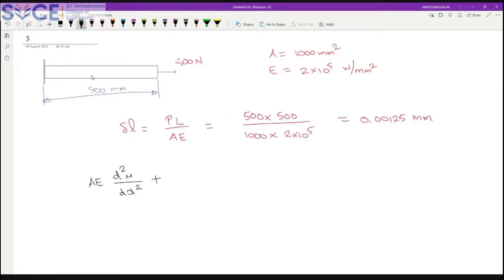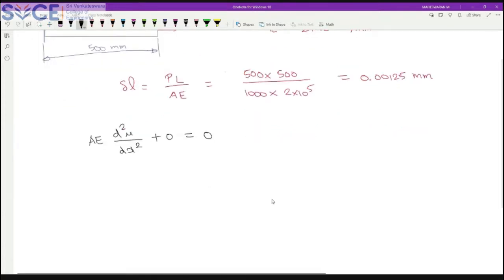So there will be some UDL, which will be acting continuously, or we can also say it as a self weight. But here we have not mentioned any self weight. So there is no plus q. So this is 0, right? AE d square u by dx square is equal to 0. That is my differential equation for this particular beam.